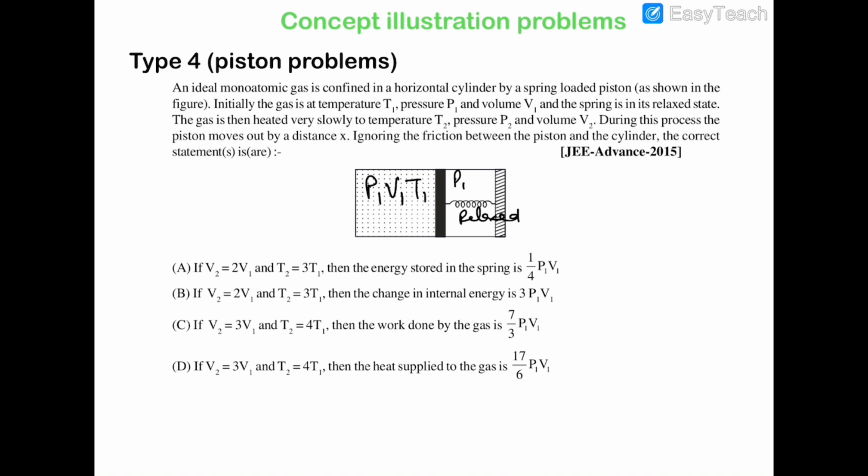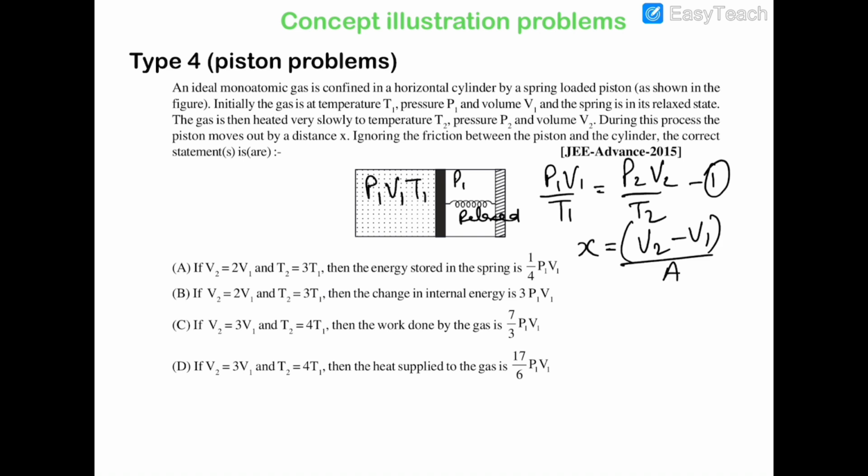So if this piston moves to this side, first of all we know that the number of moles will remain constant, and therefore P1 V1 by T1 will be equal to P2 V2 by T2. This is the first equation. The second equation is the energy stored in the spring. The displacement of the piston is x, so x would be V2 minus V1 by area, because if the initial volume of the gas is V1 and the final volume is V2, then the distance moved by this piston would be V2 minus V1 upon area.